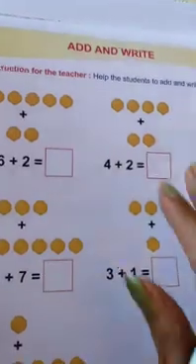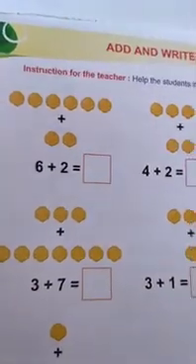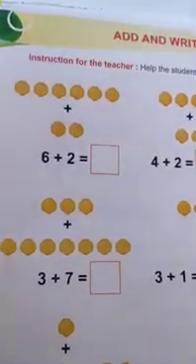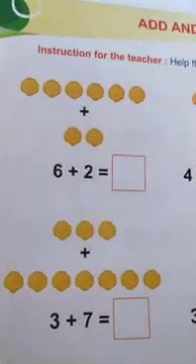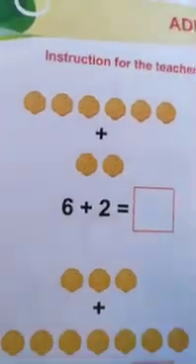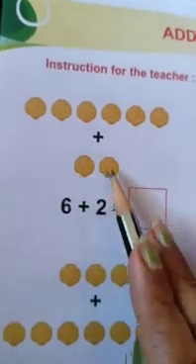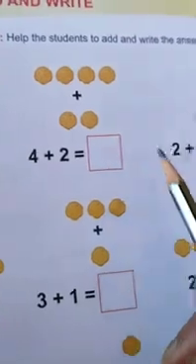Children, today we will do addition. This is our worksheet for addition. Here it is written add and write. So, what we will do? We will add the numbers. Here we can see some cookies are there. We have to count all the cookies together and we'll write inside the boxes.